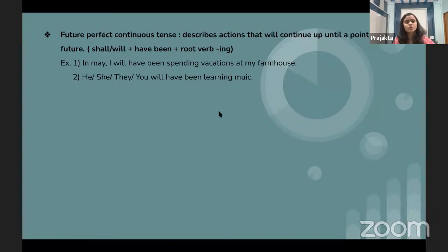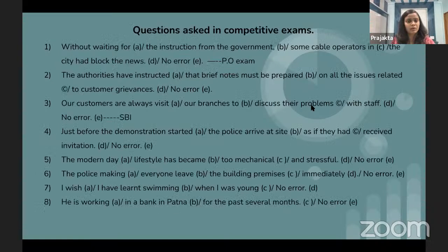Okay. So these are the future perfect continuous tense. We have discussed all the tenses here. And now let's see the questions. Questions in competitive exams: which type of questions do they ask in competitive exams? We will also discuss this.